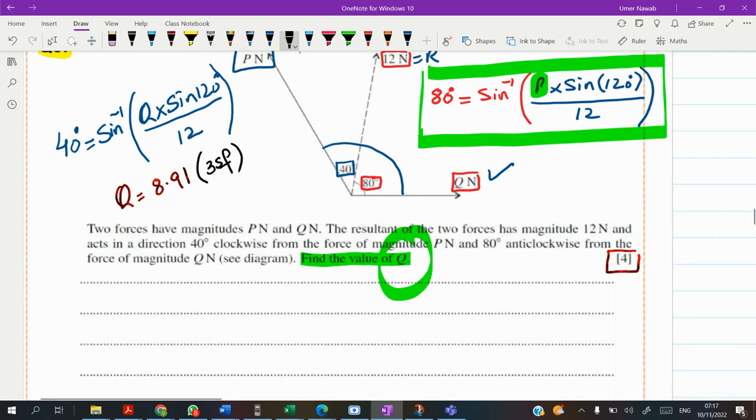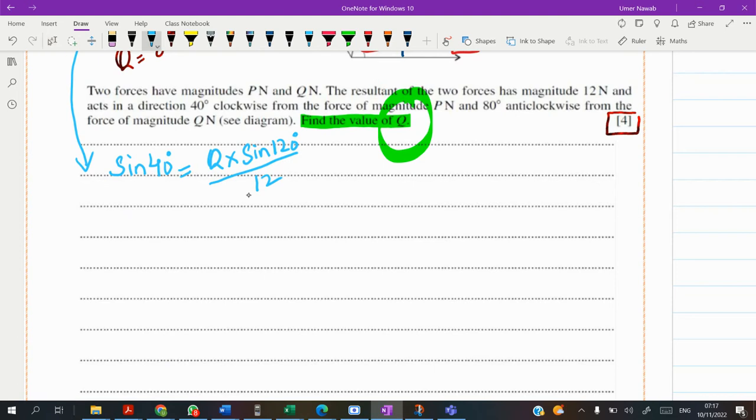However, if a student wants to show full steps, he can do it like this. Send the shift sign to the other side, it becomes sine of 40 degrees equals Q times sine of 120 degrees over 12. So send everything to the other side. 12 is in the denominator, so it will go to the numerator on the other side.